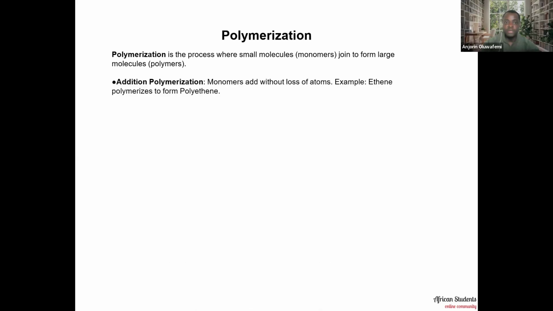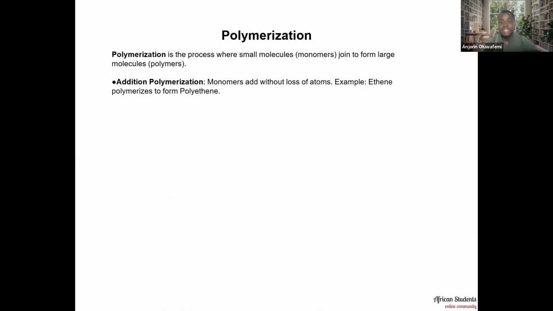Okay. So polymerization is another thing that we need to look at. Polymerization is the process whereby small molecules that we refer to as monomers join together to form large molecules that are referred to as polymers. So the small molecules, monomers, join to form large molecules, and we call them polymers. Okay. So there are different types of polymerization.